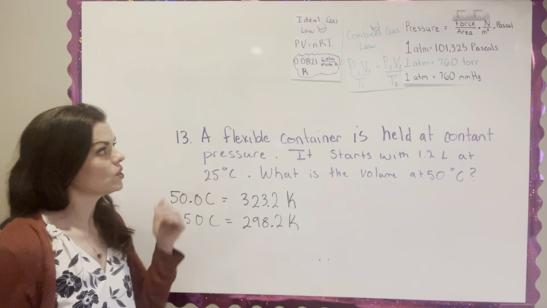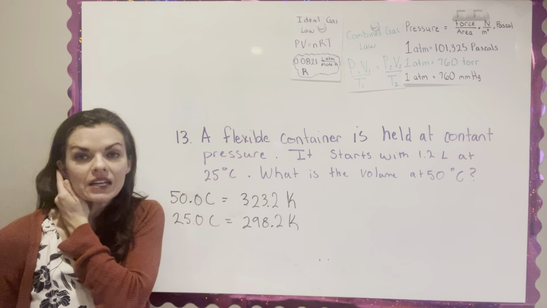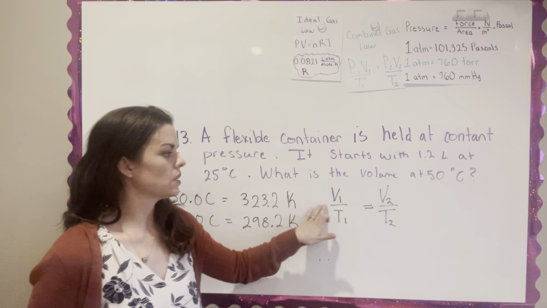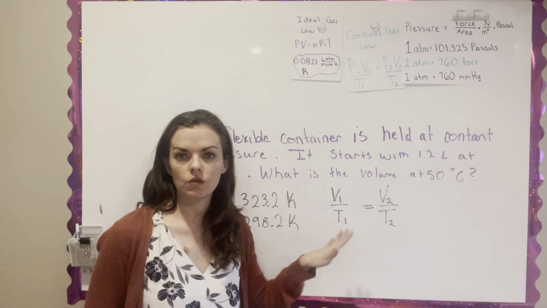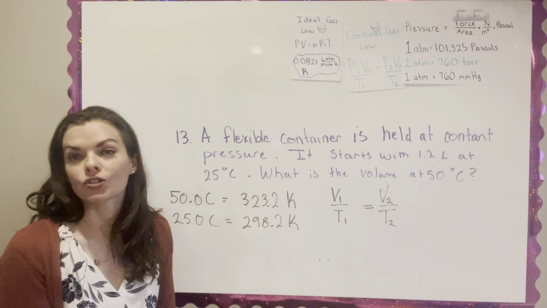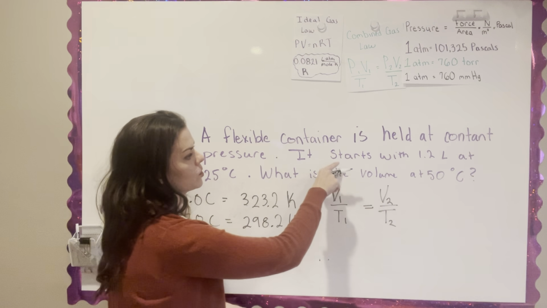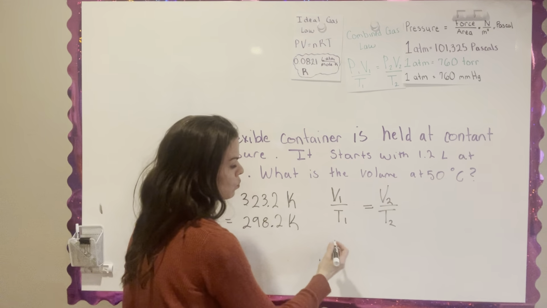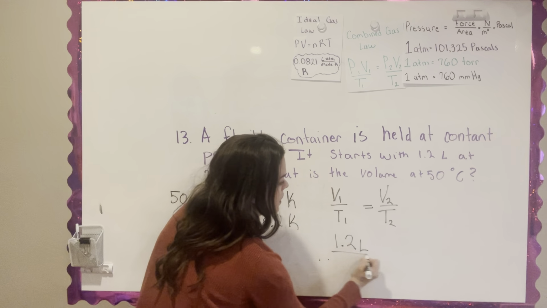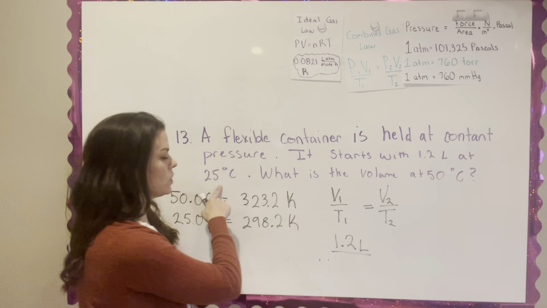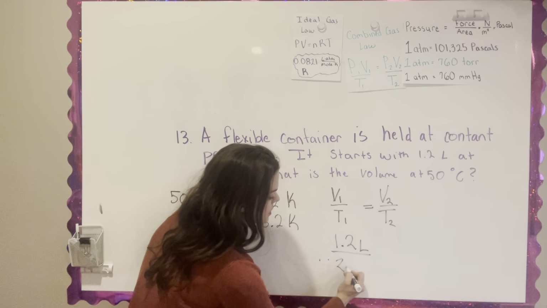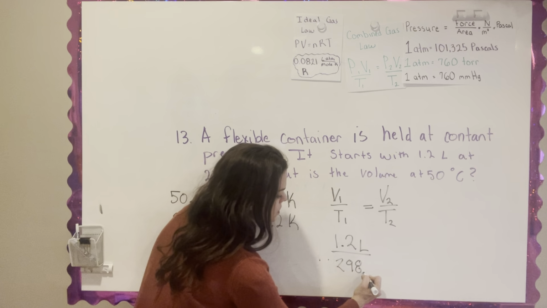So now I can put these into the combined gas law. Since pressure is constant, I'm just going to be using V1 over T1 is V2 over T2. So you're just going to take that information and plug it in from the problem. I am starting at 1.2 liters, so that is V1. And the first temperature is 25 degrees Celsius, which I've converted to 298.2 kelvins.